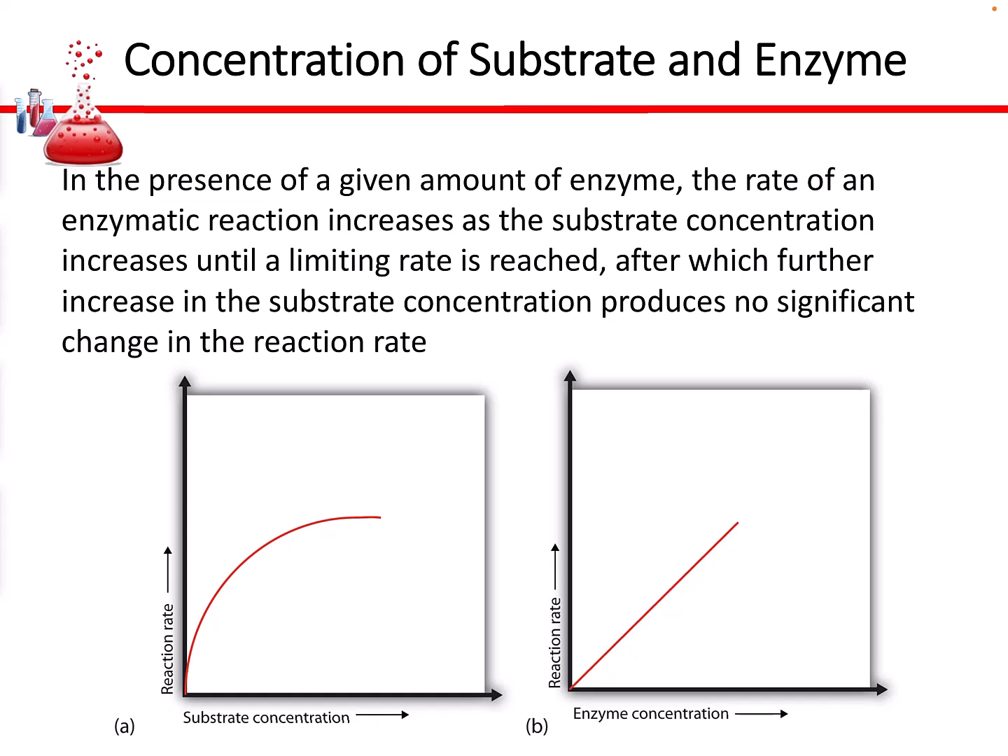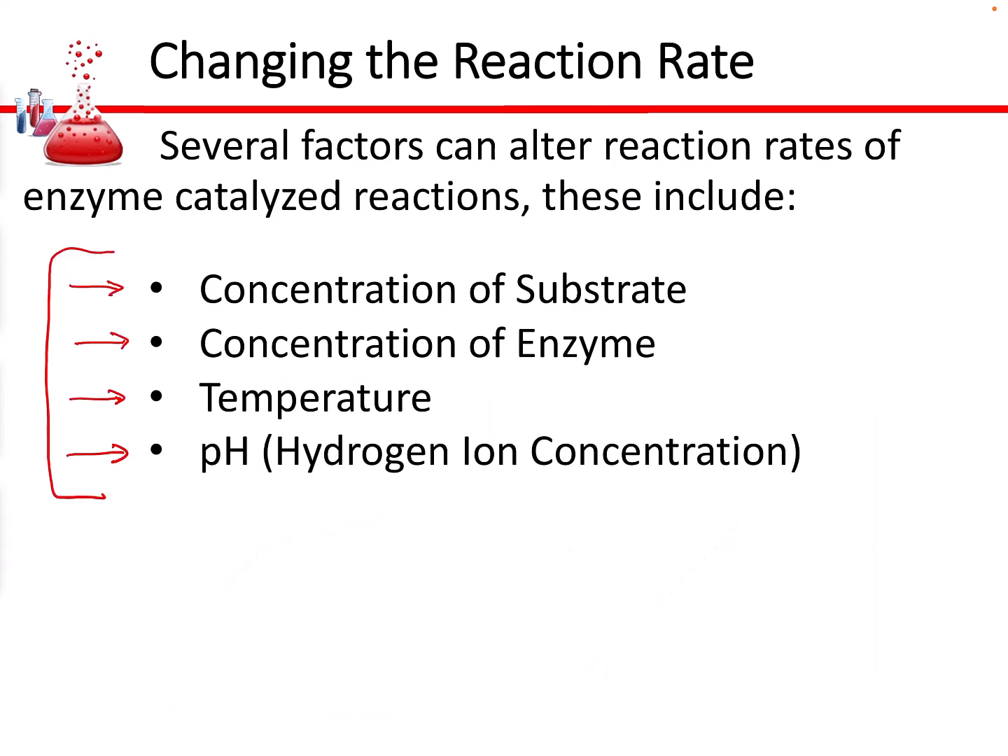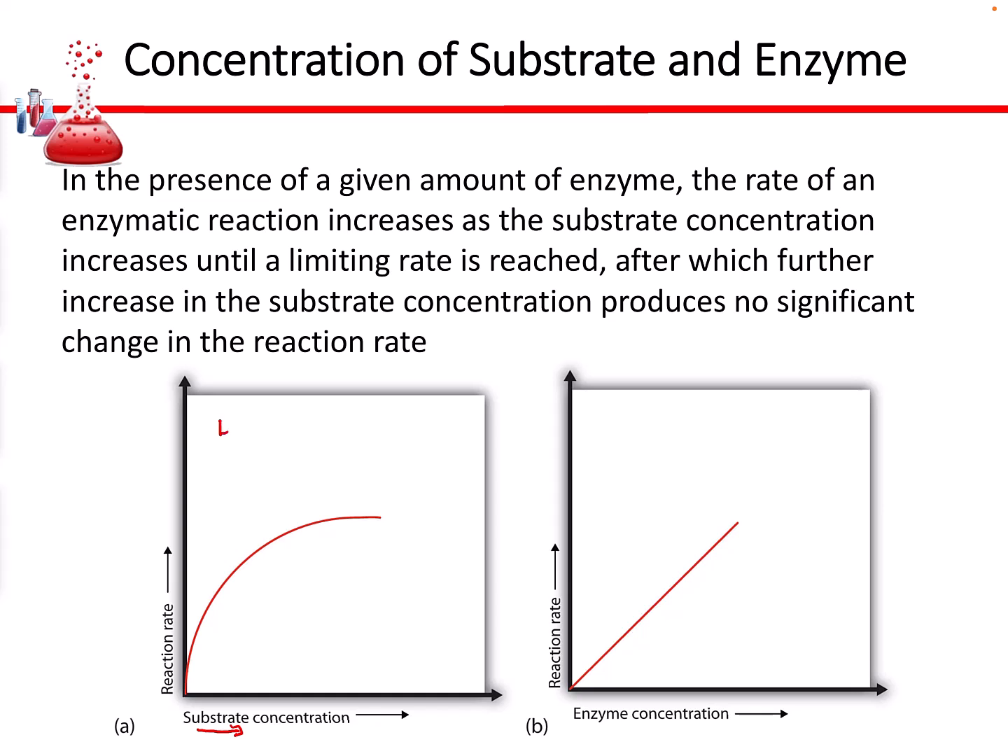So in the presence of a given amount of enzyme, the rate of the enzymatic reaction increases as the substrate concentration increases until a limiting rate is reached. So if you increase the substrate concentration and we have the same amount of enzyme, so enzyme concentration is constant, you can keep increasing the substrate concentration and my reaction rate will be faster and faster until some point, right? And then I can keep adding more substrate, and I can't get the reaction to go any faster, right?